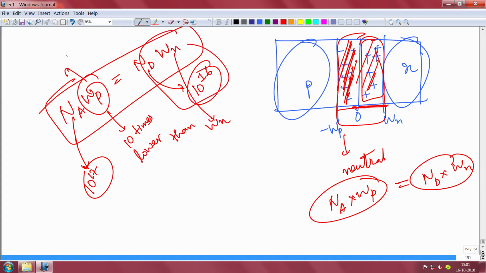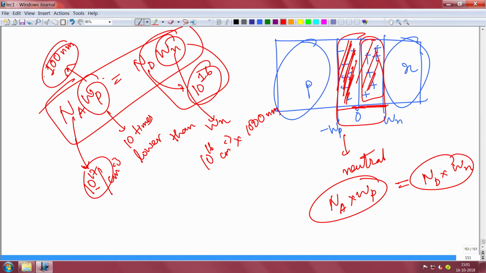If Wp is suppose 100 nanometer, then 10 to the power 17 per centimeter cube into 100 nanometer will be equal to 10 to the power 16 per centimeter cube into 1000 nanometer. So then this will be 10 times larger. So basically they are in the inverse ratio. If the doping is high, then the depletion on that side is low. If the doping is low, 10 to the power 16, the depletion on that side is high. Only then the product will be same, no?